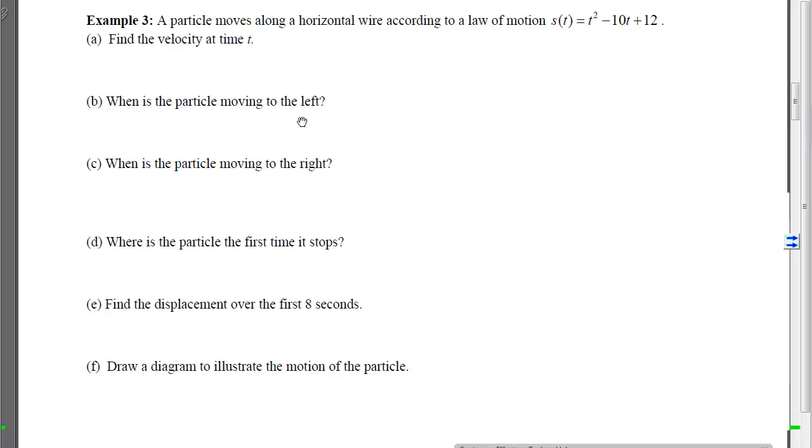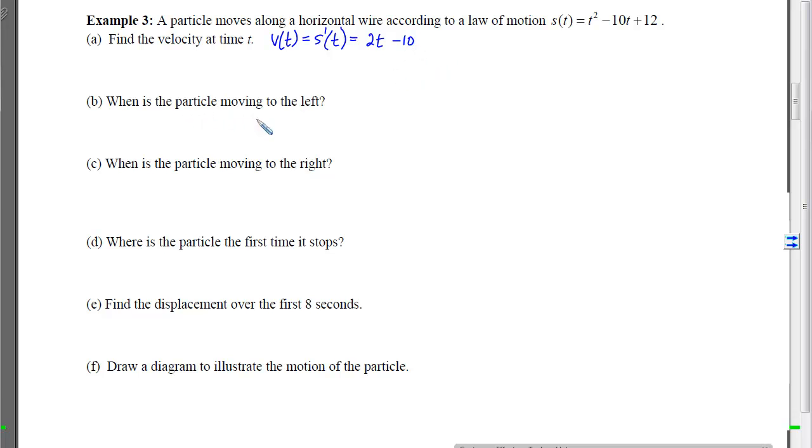With example 3, we have a particle moving along a horizontal wire according to this law of motion. So first part, we want to find the velocity at any time. So velocity, if you recall, is the derivative of the position. So we get a 2t minus 10.